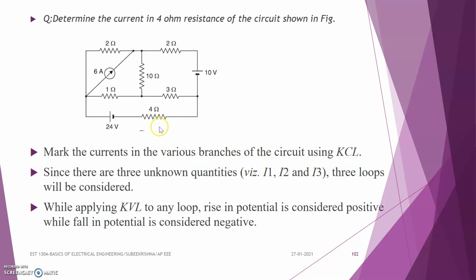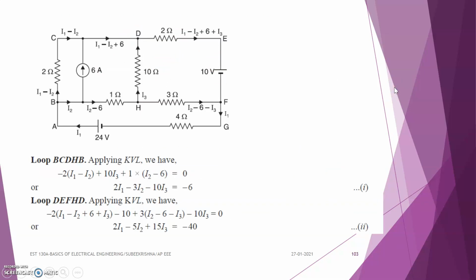That is, we are considering 3 loops in this circuit, so there are 3 unknown currents. And then after marking the unknown currents of the circuit, we have to apply the KVL, Kirchhoff's voltage law, to analyze the circuit. So we can redraw the circuit like this one. That is the same circuit.